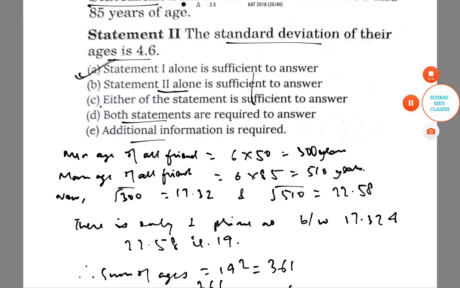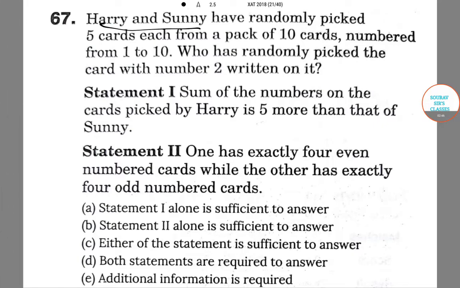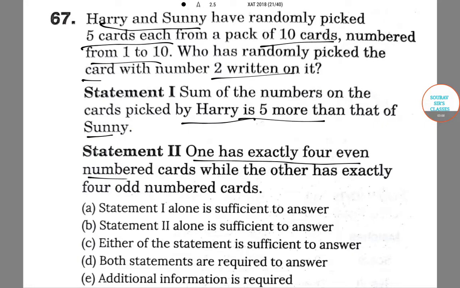The next question is, Harry and Sunny have randomly picked 5 cards each from a pack of 10 cards numbered from 1 to 10. Who has randomly picked the card with number 2 written on it? Statement 1. The sum of the numbers on the cards picked by Harry is 5 more than that of Sunny. And statement 2. One has exactly 4 even numbered cards while the other has exactly 4 odd numbered cards.